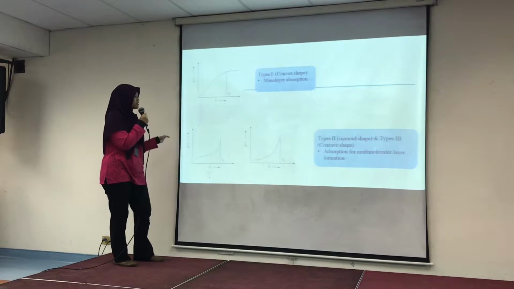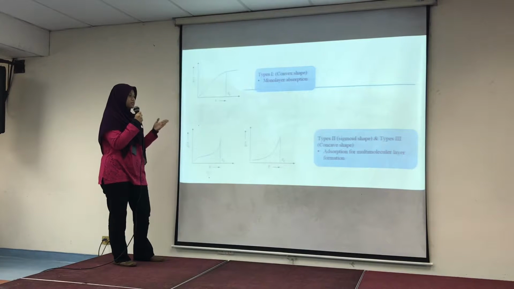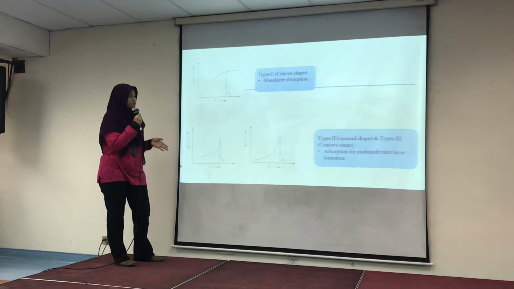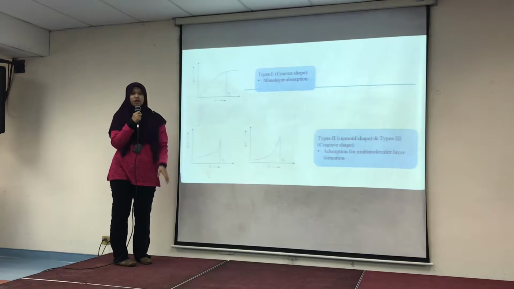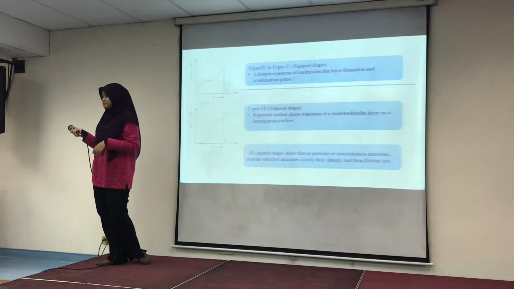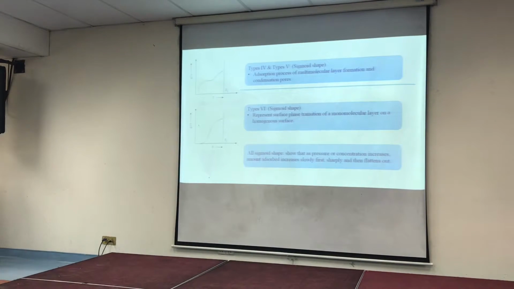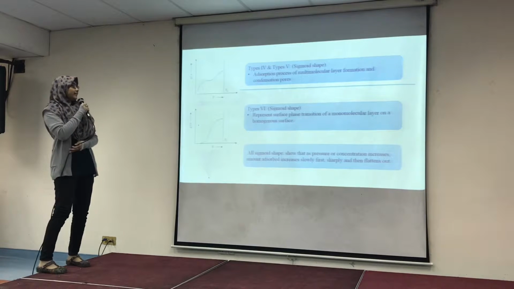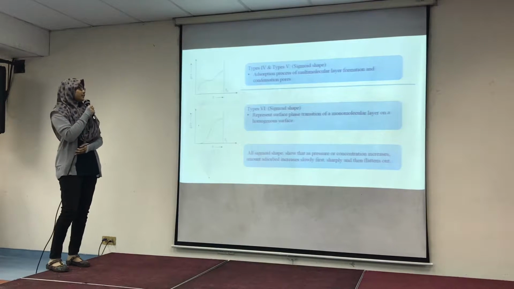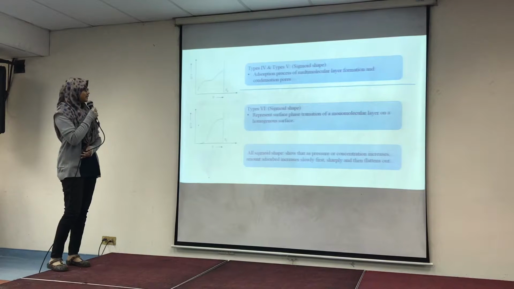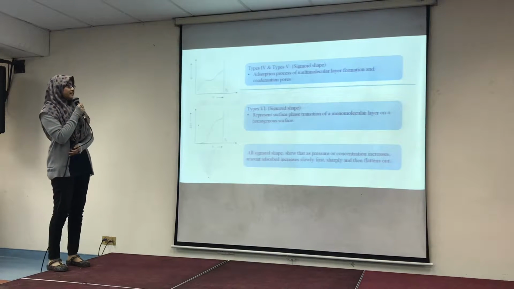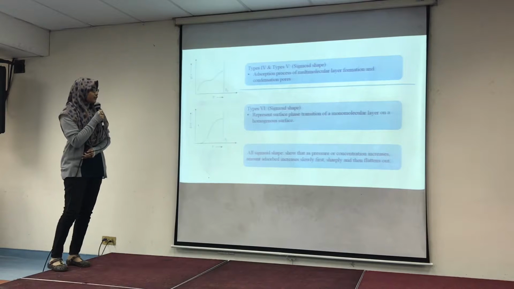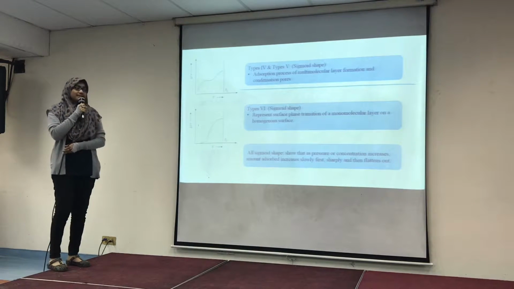Then for types 2 and 3, especially for adsorption in the multimolecular layer, because the formation of the monolayer has already reached adsorption equilibrium. Types 4 and 5 have a sigmoid shape, involving the adsorption process of multimolecular layer formation and condensation. Type 6 is also a sigmoid shape. It represents the surface phase transition of a monomolecular layer on a homogeneous surface.